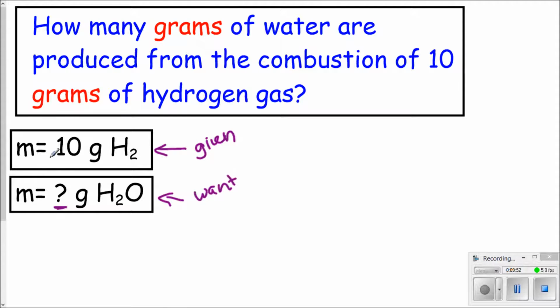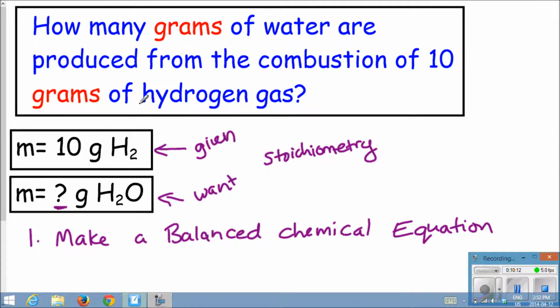Now, we have information on one chemical, H2. We want to find it on H2O. So therefore, this is stoichiometry. As soon as you have information on one chemical and you want to find a mass or the amount of another chemical, that is stoichiometry. And to do stoichiometry, the first step is we need a balanced chemical equation. So we make a balanced chemical equation.